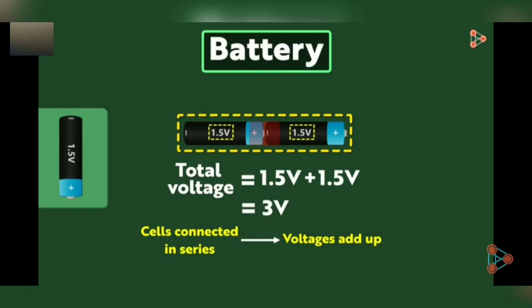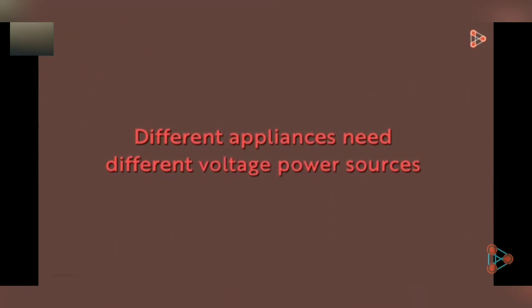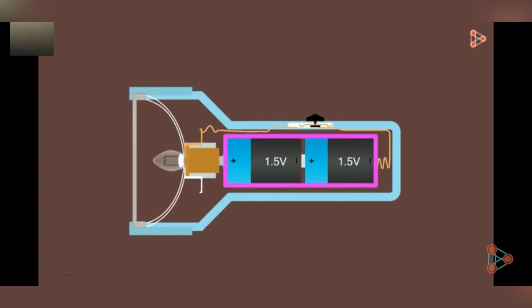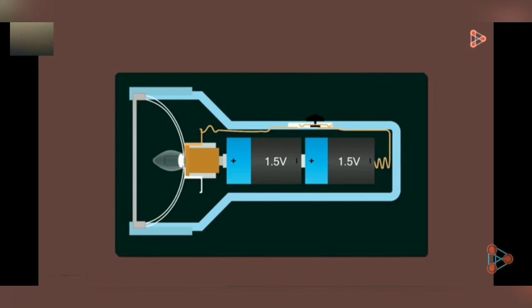But wait, it does not mean that this battery will last twice as long. So what does it imply? We first need to understand that different devices require different voltage power sources for functioning. The torch bulb in our torch requires a 3-volt battery to light up brightly. This is why the series combination of cells is used in a torch.